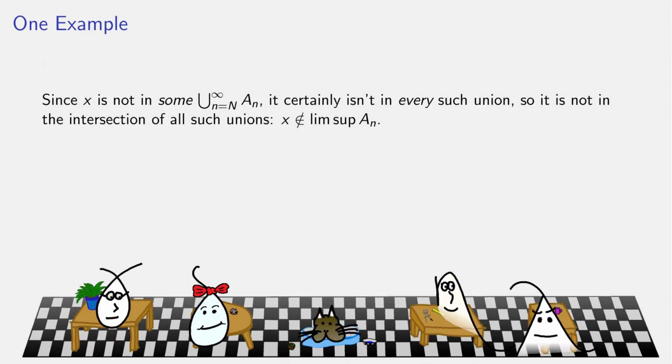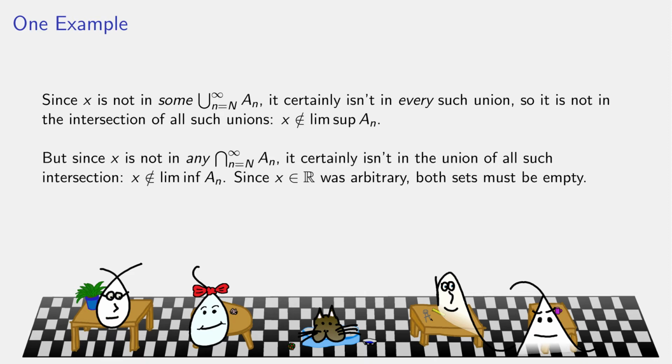So since there is some union that it's not in, it's certainly not in all of them. So it's not in the intersection of all the unions. It's not in the Limsup. But it's also not in any of the intersections. So it's not in the union of all of them. It's not in the liminf. So there is no real number in the Limsup, and there's no real number in the liminf. They both have to be empty.